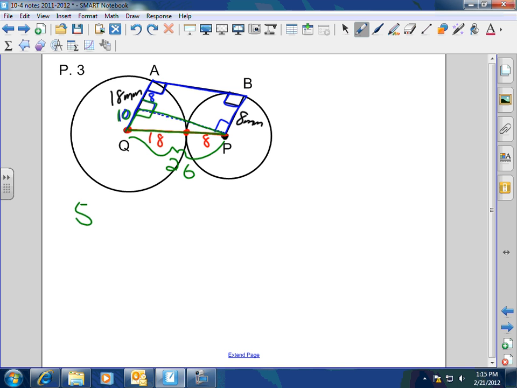So isn't this a 5, 12, 13 triangle times 2? 2 times 5 is 10. 2 times 13 is 26. So 2 times 12 is 24. So if that's 24, AB is 24.